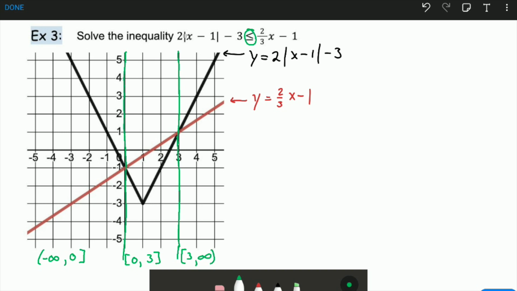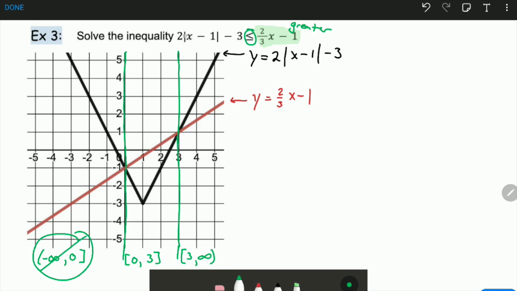Okay, now that I've split my graph up, we just have to figure out which one matches the inequality statement. So in this case, we're looking for the one where the 2/3 x minus 1 is greater, just based on the inequality sign. So we want the 2/3 x, the linear piece, the red one, to be above the black one. So if we look at the first region, you can see that the black one is up here while the red one is down here. We want the red one to be above. Red one is not above in the first region. So first region is no good.